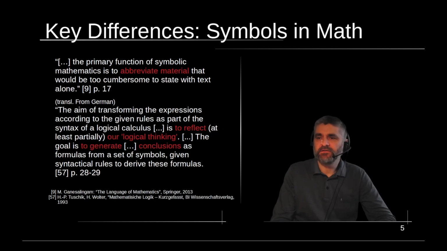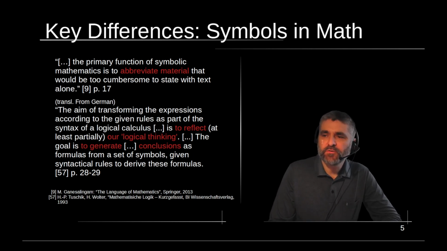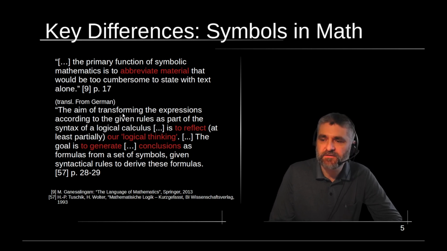Another striking difference in textbooks describing the language of mathematics is what they claim to be the primary purpose of symbolic notation in mathematics. Some sources claim that the primary purpose of symbols in mathematics is to abbreviate material that would otherwise become too cumbersome to state with prose text alone. Other sources claim that the primary purpose of symbolic notation in mathematics is to manipulate them in calculations to derive logical conclusions.